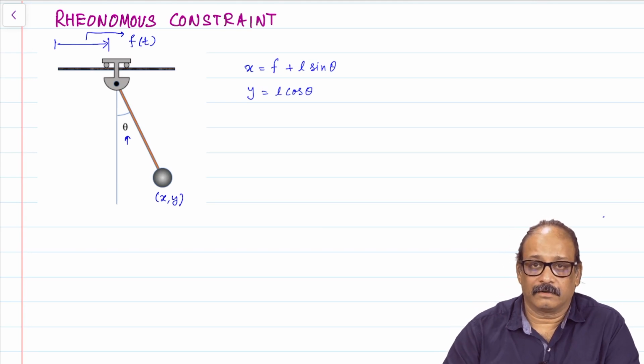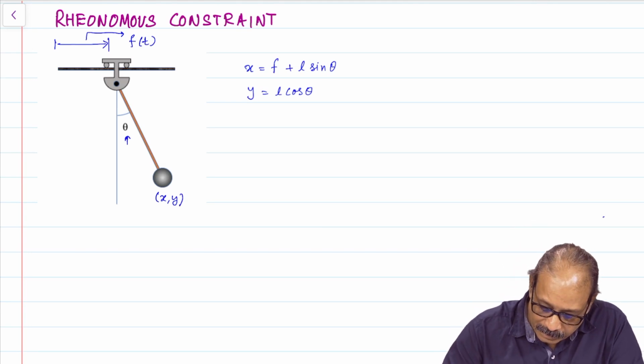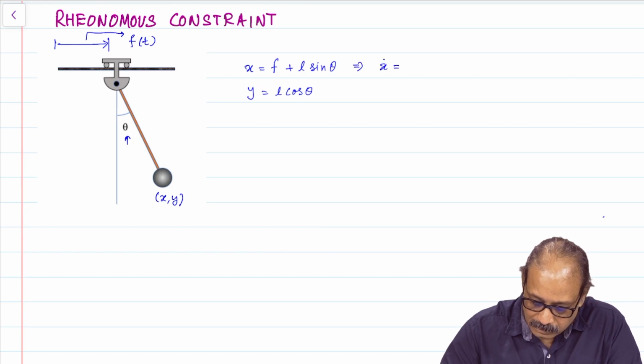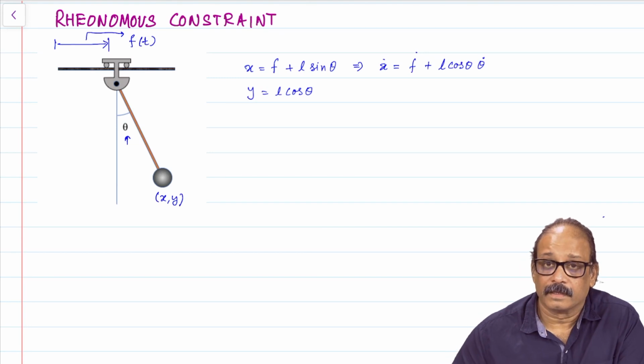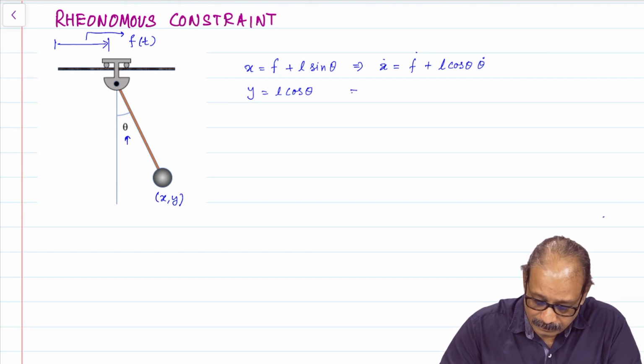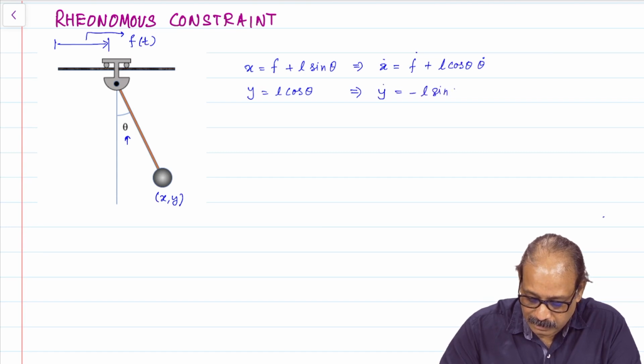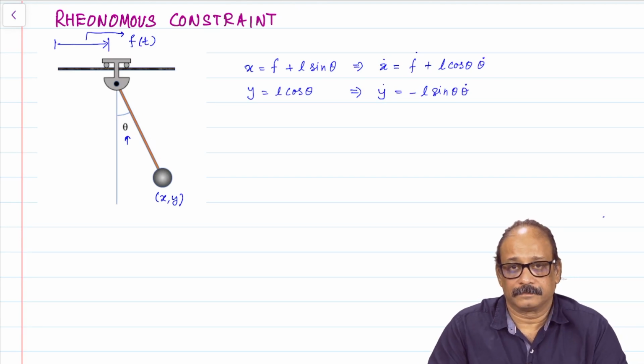I can immediately calculate the derivatives of this. So, your x dot is f dot plus L cos theta times theta dot, and your y dot is minus L sin theta times theta dot.